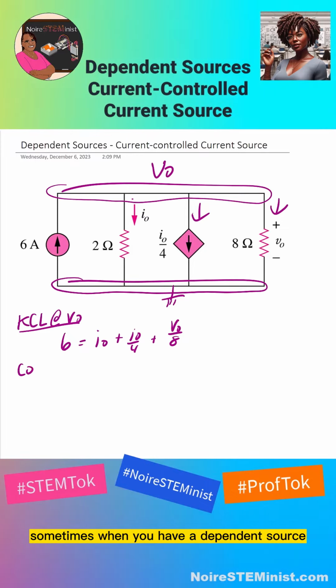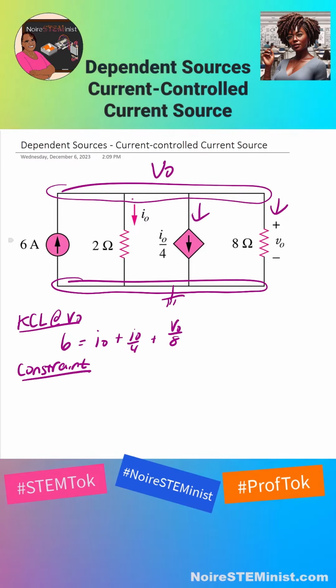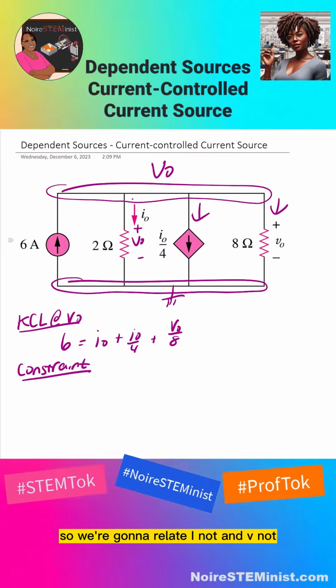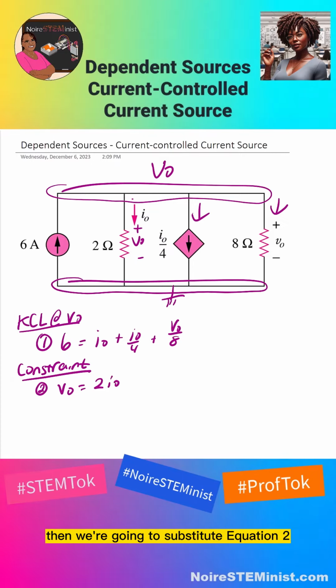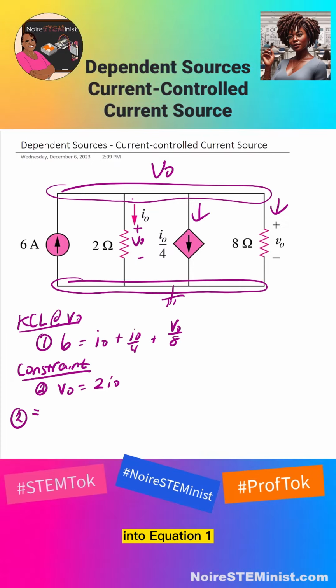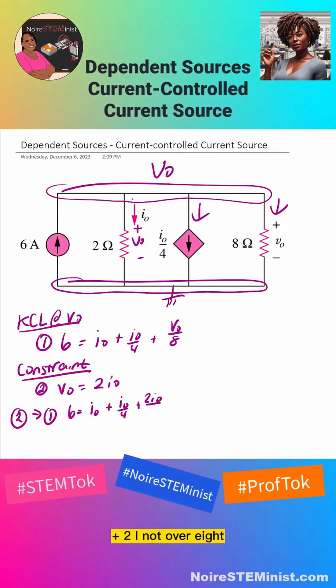Sometimes when you have a dependent source, you need a constraint equation that relates the controlling variable, in this case I0, to some other variable. So we're going to relate I0 and V0 and have that V0 equals 2 I0. Then we're going to substitute equation 2 into equation 1, which yields 6 equals I0 plus I0 over 4 plus 2 I0 over 8.